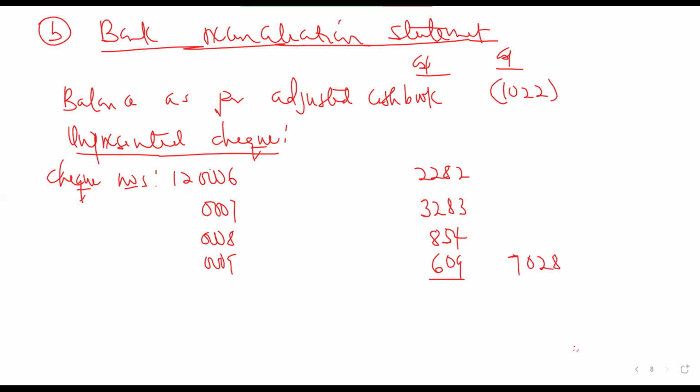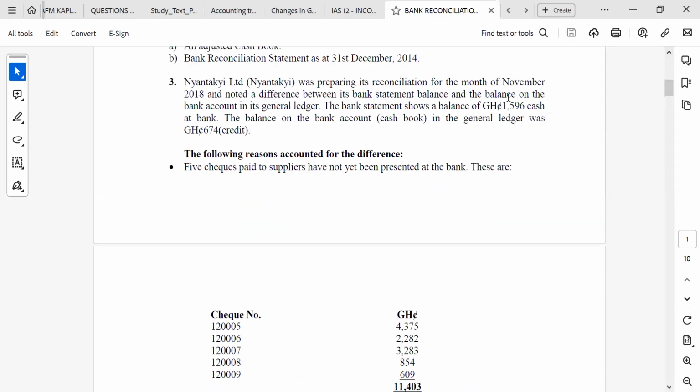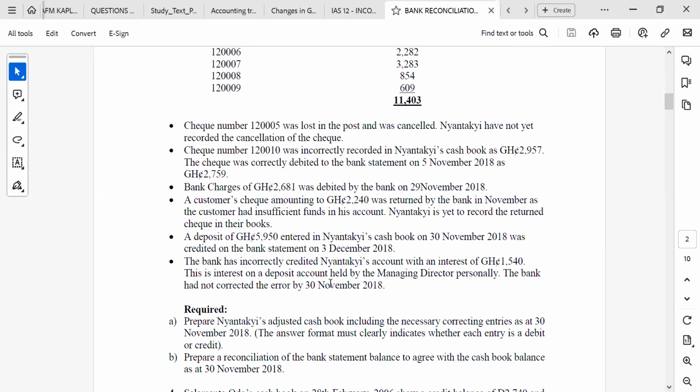There was a credit entry to the bank. The bank has incorrectly credited Nyatechi's account with an interest of 1540. This is interest on a deposit account held by the managing director personally. The bank had not corrected this one. So you can see that included in the bank balance over here, they have added the 1540, but this has not been captured by us. This is an increase. It is increasing our bank balance, so this will also increase our cash balance. So we go and add it back to our balance as an increase.